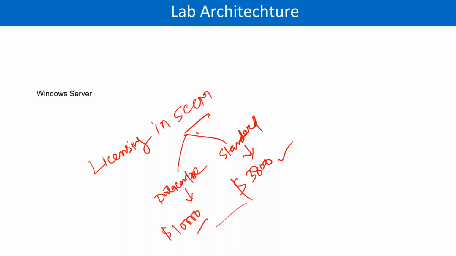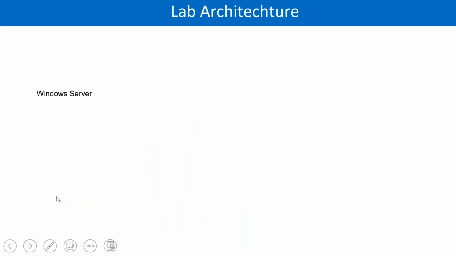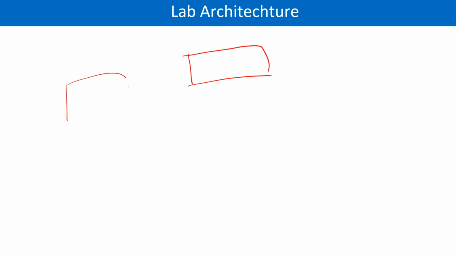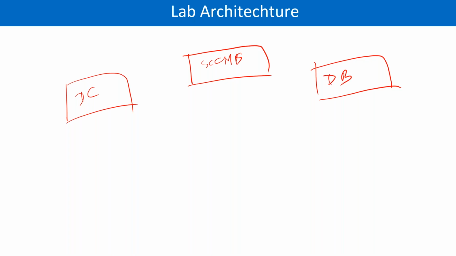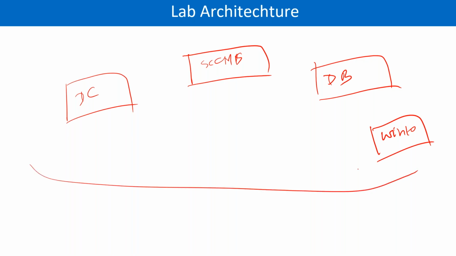Now the lab architecture will be like this: we will have our SCCM server, our domain controller server, and our database server. So we will have the DC, domain controller, SCCM, which will be the standalone primary site server, and the DB, database, and one client computer, let's say Windows 10. All of them will be connected on the same LAN network.